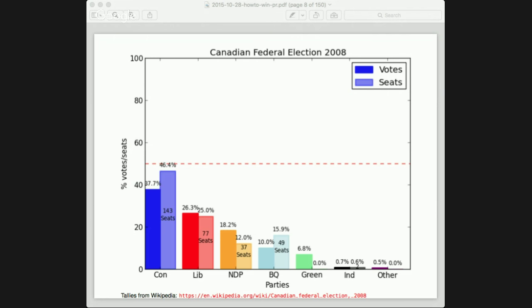Bloc Québécois, what happened there? How come they got 10% of the vote, but they got 15% of the seats, right? They got more seats than the NDP, even though the NDP got more of the vote. And then, of course, there's the Greens who won nothing.